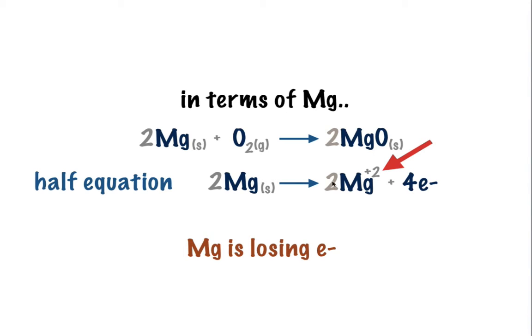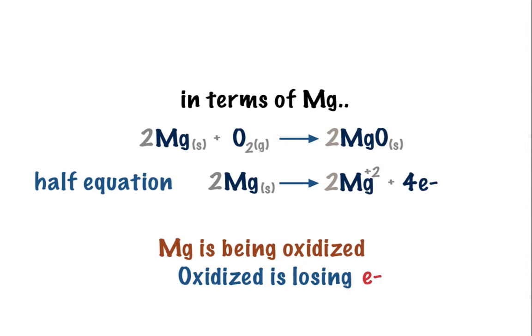It's just neutral. But because I now lost electrons, I have now become a positive 2 ion. Okay, and that's due to the electron loss. So if I'm losing electrons, that means I am being oxidized. So magnesium in this case is being oxidized. I'm going to give you a mnemonic that's going to be helpful in understanding when something is being oxidized or when something is being reduced.